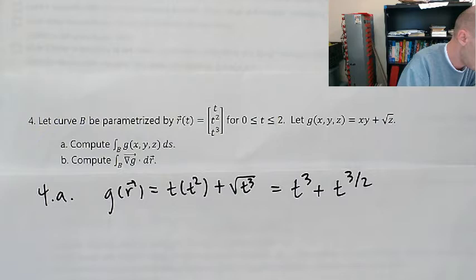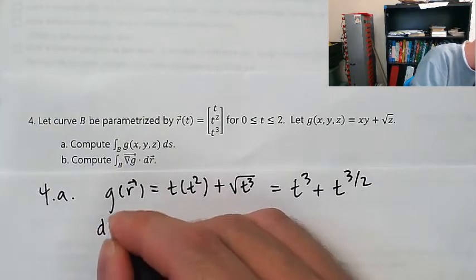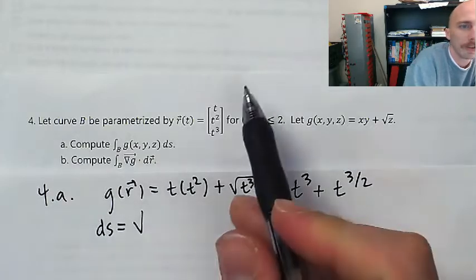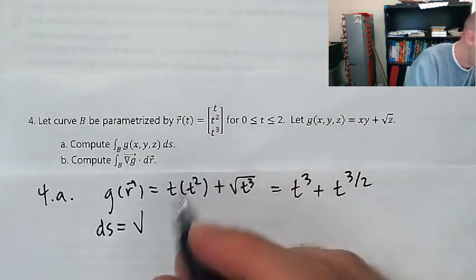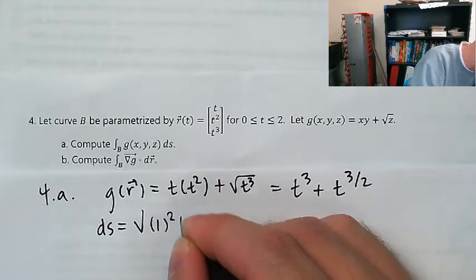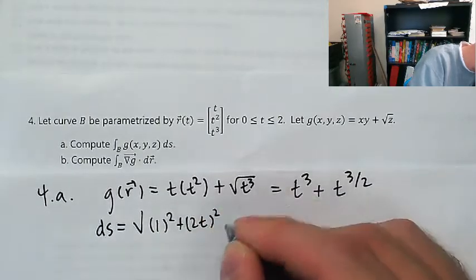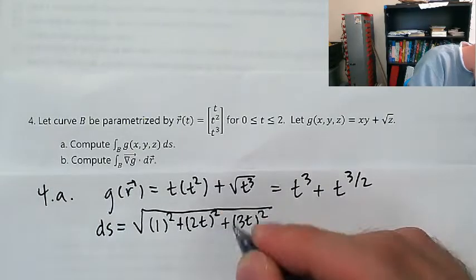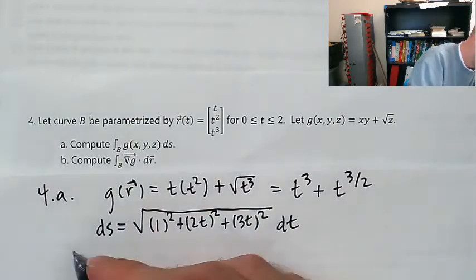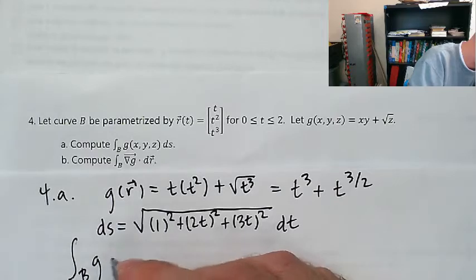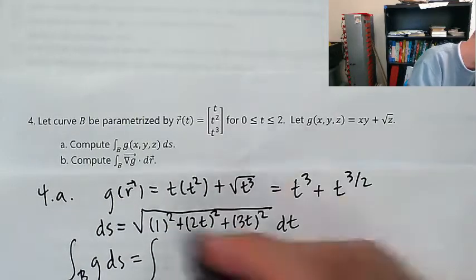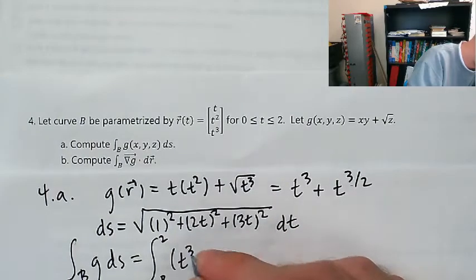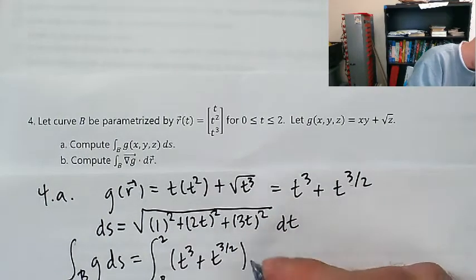Yeah, and then what else is going to happen? Oh, ds, yeah, is the length of r prime of t dt. So it's going to be the square root of 1 plus 2t plus 3t squared, all squared, dt, meaning that the integral over curve B of g ds is going to be the integral from 0 to 2 of g ds.